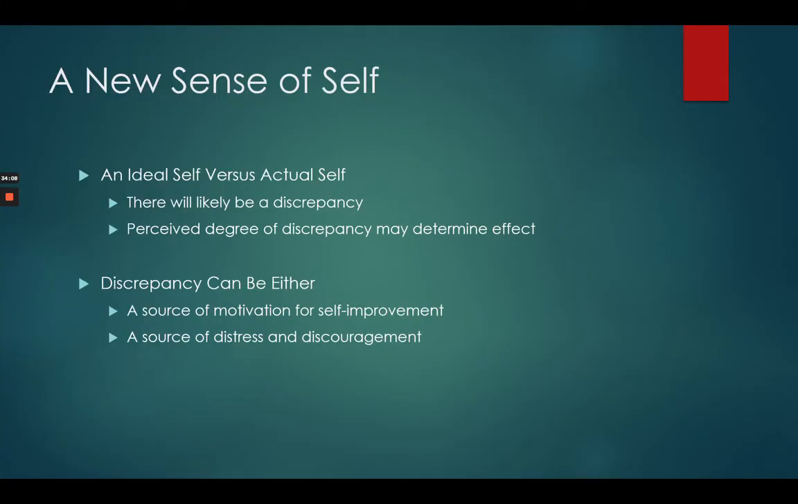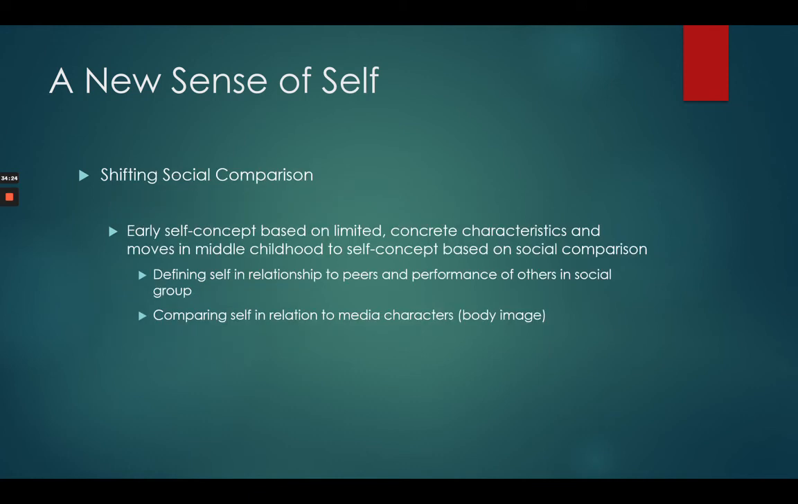And so we just talked about that. So if there's a lot of discrepancy between the ideal and the actual self, that's not good. It can be motivation, but I'd say more likely for kids in middle childhood, it could be a sense of discouragement and depression. So again, we talked about this. Kids are starting to compare themselves with other people, especially their social group. So around this age, kids are starting to tune into a specific social group, and that social group can carry a lot of weight.